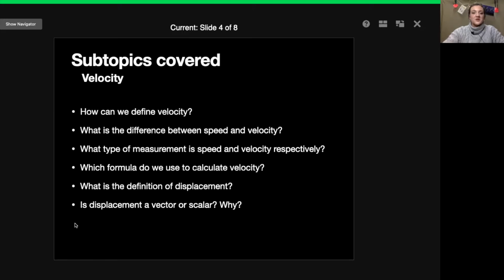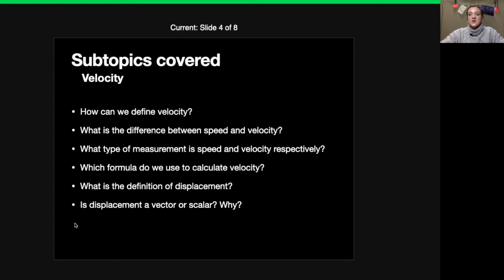Next one, velocity. So how can we define velocity? Velocity works almost like speed, but the difference between speed and velocity is that velocity has direction and speed does not have direction. The definition of velocity is how fast is something traveling in which direction. So speed is a scalar, and scalars do not have direction. And velocity is a vector, so v and v. Velocity is a vector because it has direction. That is the difference between speed and velocity.